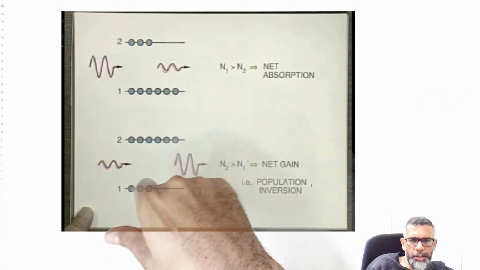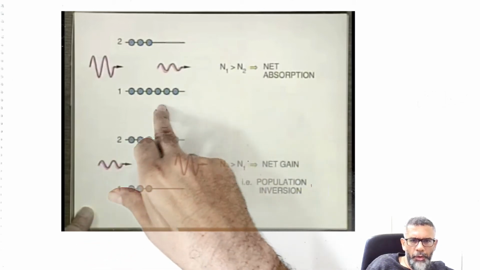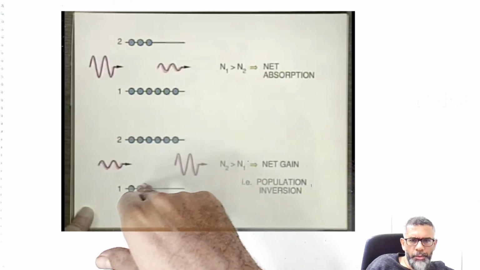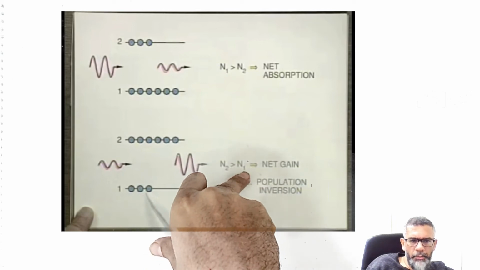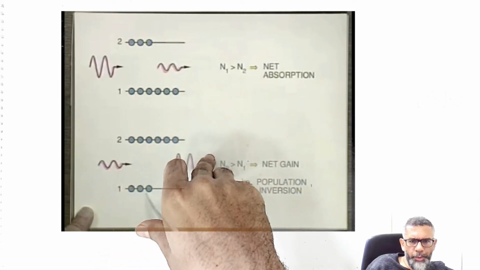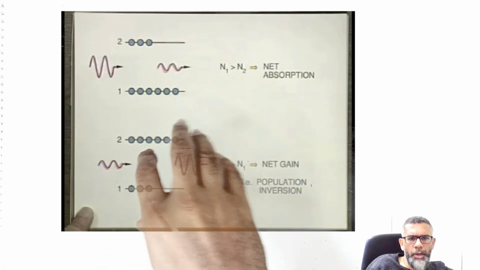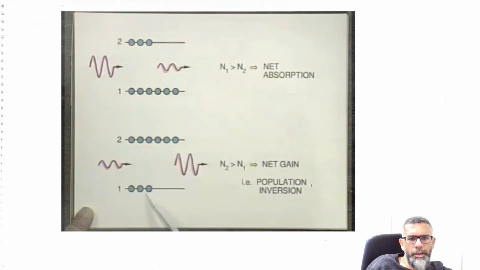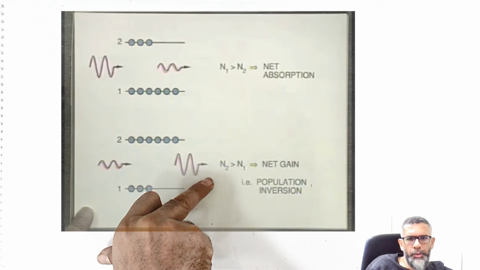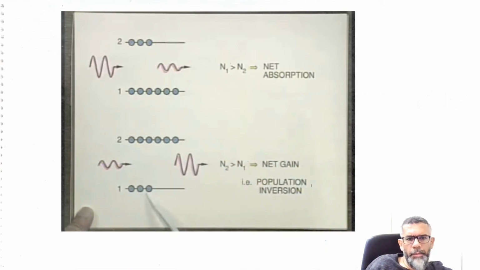Okay, this is the state of the gain atoms that you need to have. You need to have N2 larger than N1 so that you can produce stimulated emission, and so you can start your laser. This is one of the conditions of laser light: N2 must be larger than N1. This state is called the population inversion.